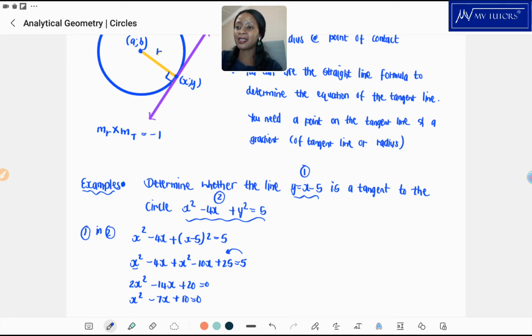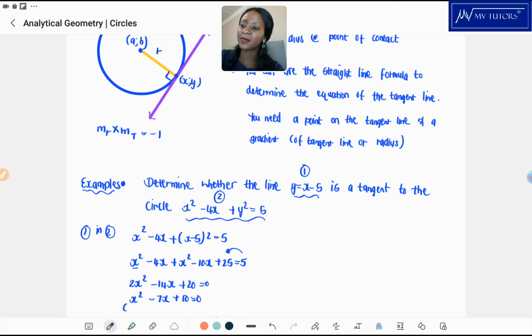So now I have in my brackets, maybe let me do it on this side. Therefore I'm going to have two solutions. So what will give me 10 when I multiply? 2 times 5 will give me 10. And if I were to add the 2, I would get 7. But in this case, I need negative 7. So clearly I have x is equal to 2 or x is equal to 5.